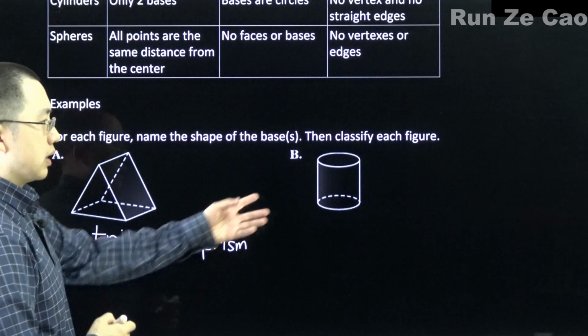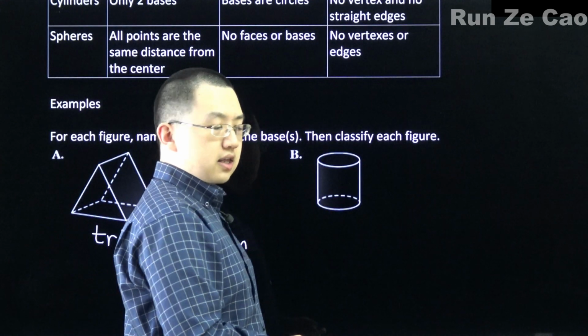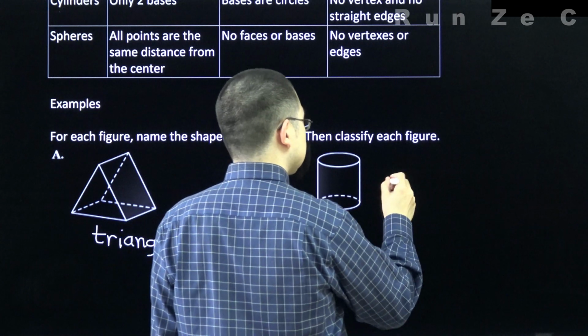Okay, what's this? This has two faces that are parallel. They are both circles. This is a cylinder.